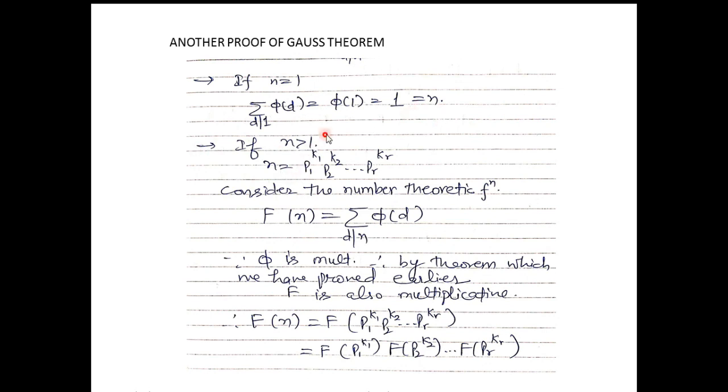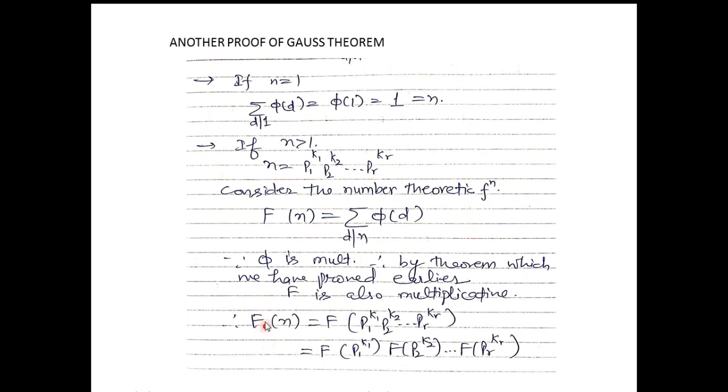Next case, when n is greater than 1. If n is greater than 1, then we can write n as a product of powers of primes. Now consider the number theoretic function F(n), which is equal to the summation of phi d, d divides n. This number theoretic function we have studied in an earlier class. Now since phi is a multiplicative function, by the theorem which we have proved earlier, this capital F is also multiplicative.